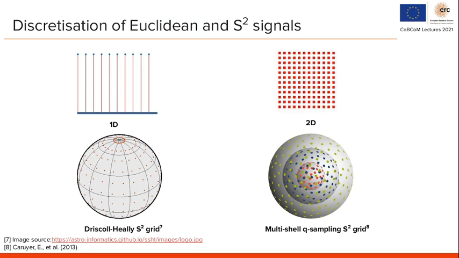Euclidean signals are most commonly discretized on equidistant sampling grids, as illustrated in the top figures. In analogy to the Nyquist-Shannon sampling theorem for Euclidean signals, a number of theorems on the sphere have been defined as well. These sampling grids guarantee that all the information from a band-limited continuous spherical signal is preserved after discretization. An example of such a sampling grid is provided in the bottom left figure.